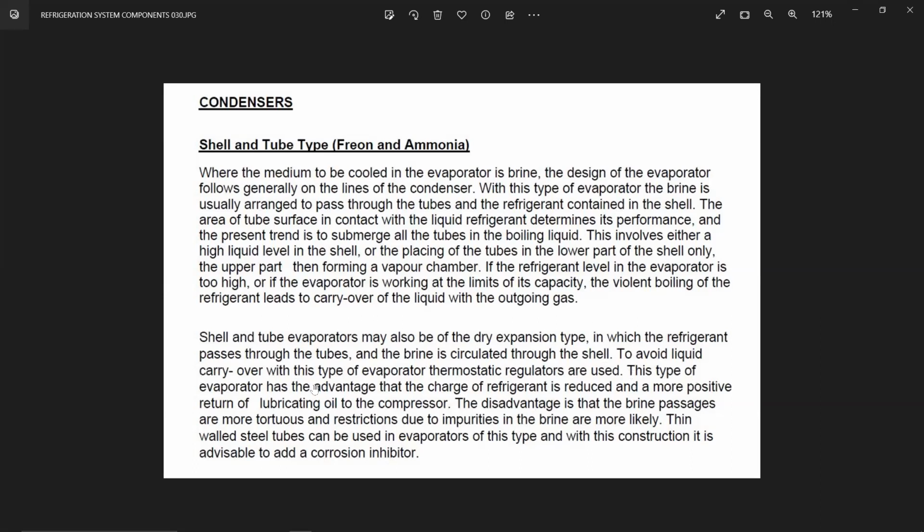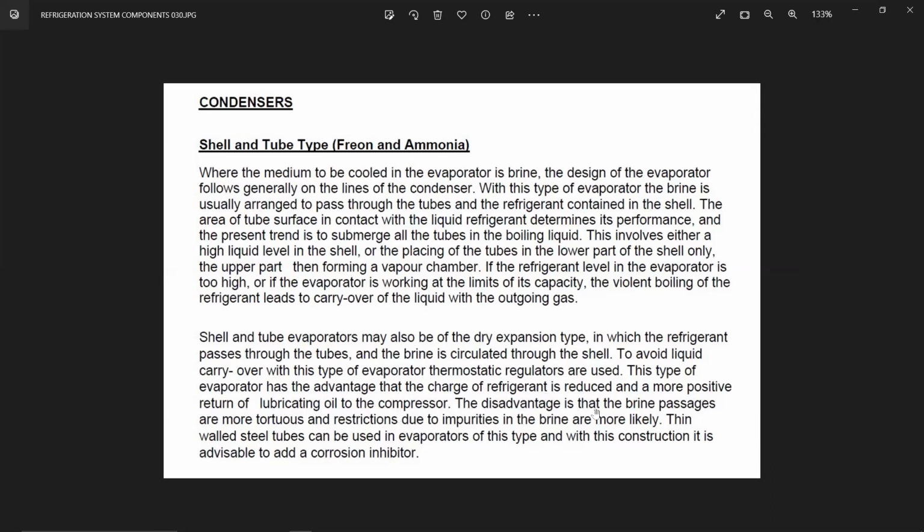This type of evaporator has the advantage that the charge of the refrigerant is reduced and there is more positive return of the lubricating oil to the compressor. It means this type, where the refrigerant is with the tubes and the brine through the shell. So this type of evaporator has the advantage that the charge of the refrigerant is reduced, meaning the total volume of the refrigerant is reduced, and more positive return of the lubricating oil to the compressor.